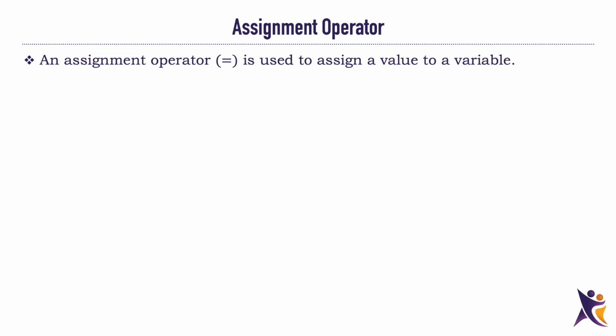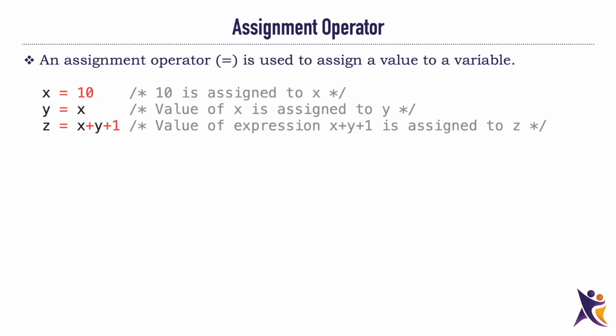In this video, we will see what an assignment operator is and how to use the assignment operator in our C program. As the name suggests, an assignment operator is used to assign a value to a variable. For example, in the first expression, we have x equal to 10, which means 10 is assigned to the variable x. In the second expression, we have y equal to x, which means the value of x is assigned to y, right?